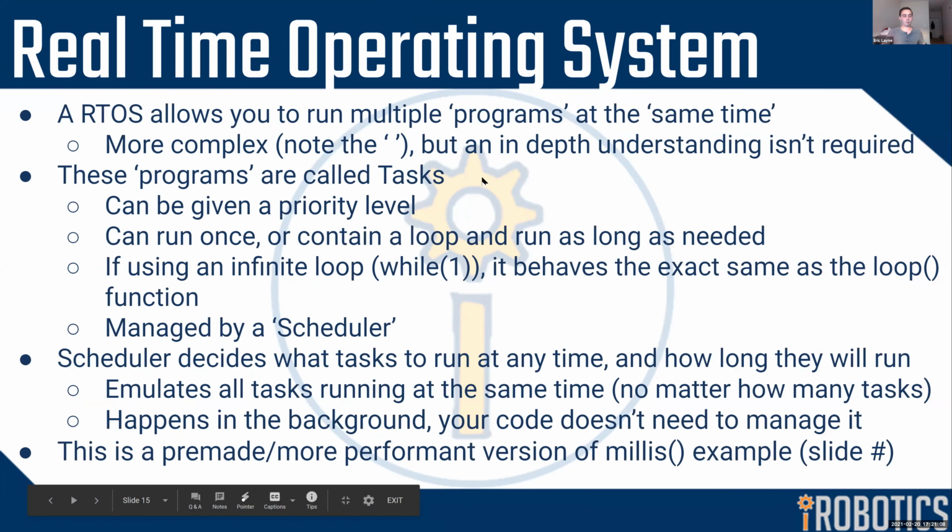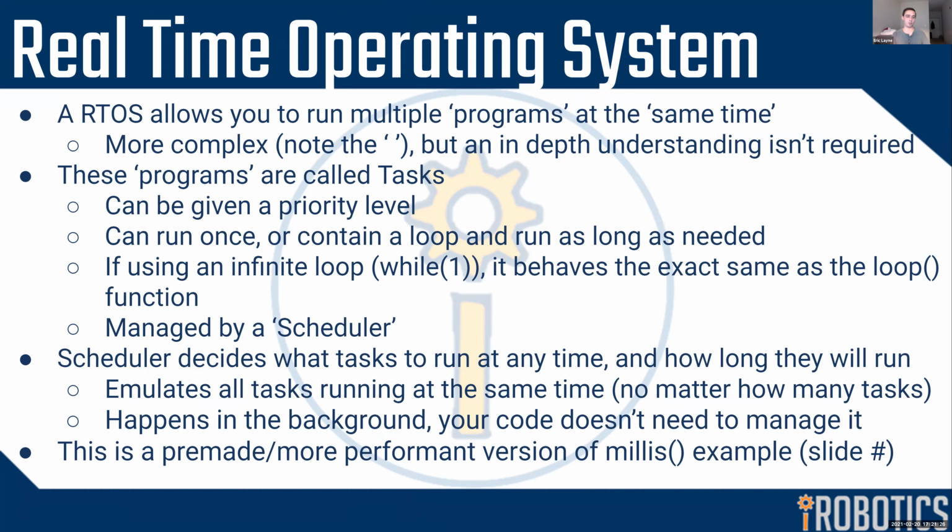So that brings me to the real-time operating system, which allows you to run multiple programs at the same time. It's a bit more complicated, but we're going on the assumption that it's programs and that they're running at the same time. It's not exactly that, but for our purposes, that's close enough. These programs are called tasks. They can be given a priority level.